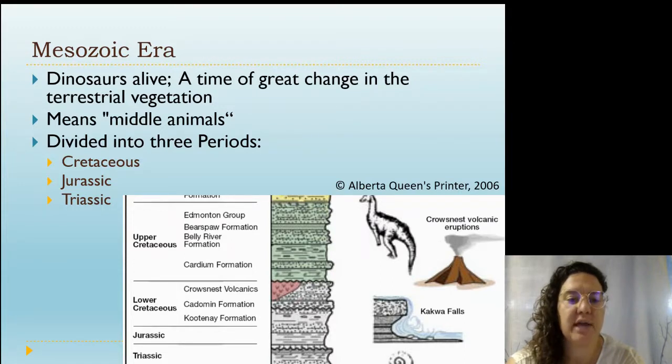So during the Cretaceous period, we had different depositions formed, known as the Edmonton Group and the Bearspaw Formation, as well as the Crow's Nest volcanics, the Catamount Formation, and the Kootenai Formation in the Rocky Mountains.